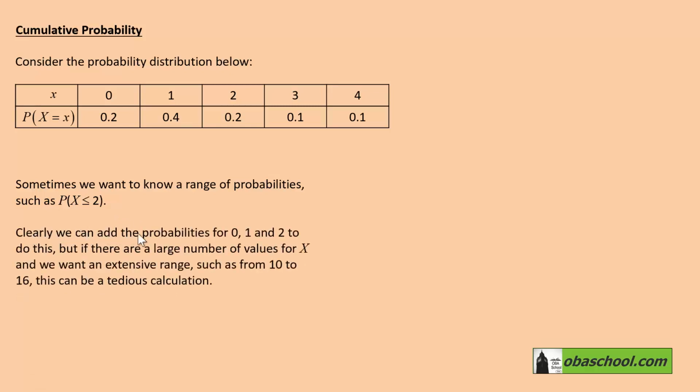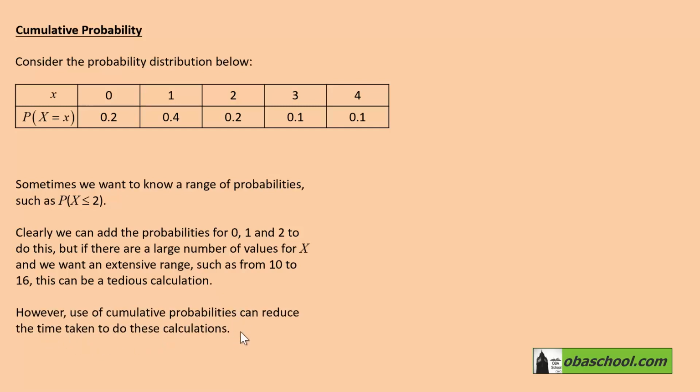Clearly, we can add the probabilities for 0, 1 and 2 to do this, but if there are a large number of values of x and we want an extensive range, such as from 10 to 16, this can be a tedious calculation. However, use of cumulative probabilities can reduce the time taken to do these calculations.